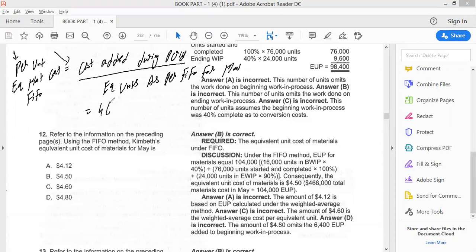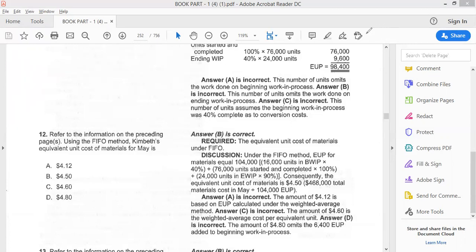And cost added during the period is 468,000. This one you just need to divide with equivalent units of production, and you already have a very good idea how to calculate equivalent units of production. So like that students, we will get the answer B, 4.50. So this one I'll further use in order to calculate the value of work in process which we just left in question number 9. So I hope that question number 12 is clear. Just keep in mind the formulas well.